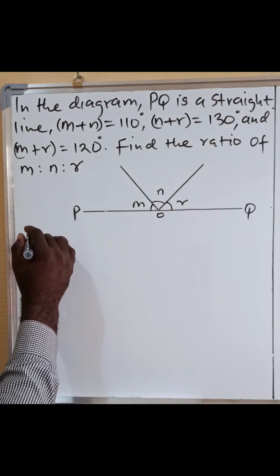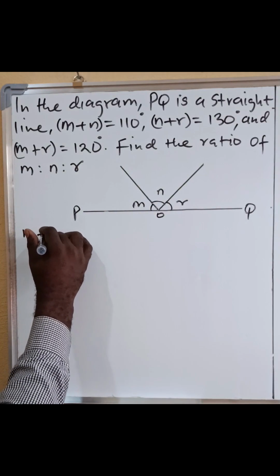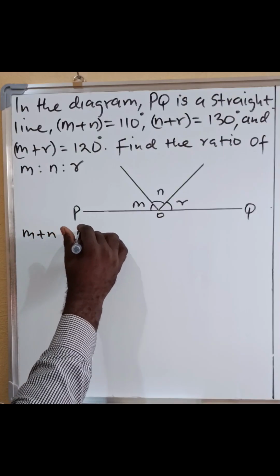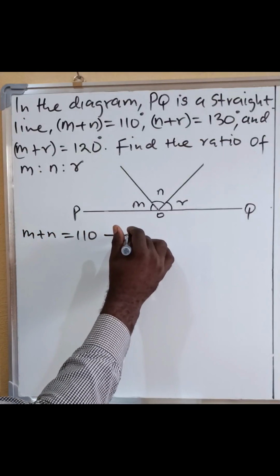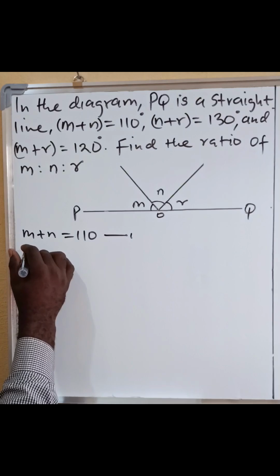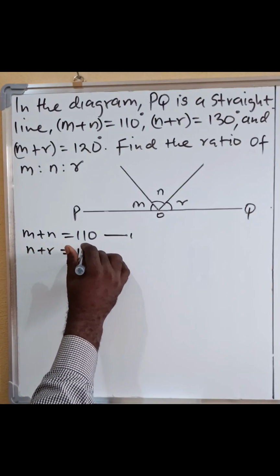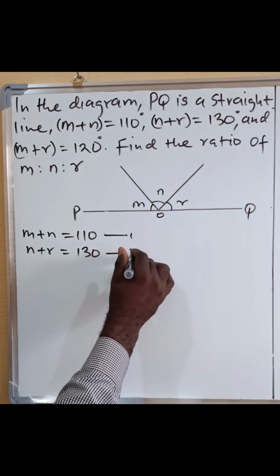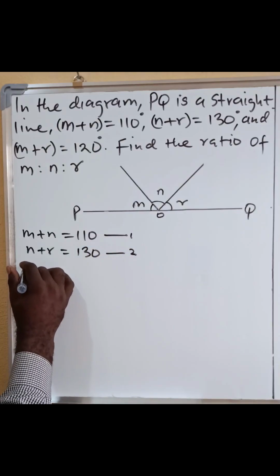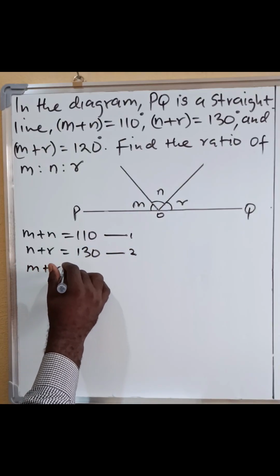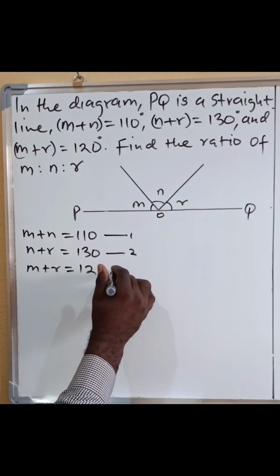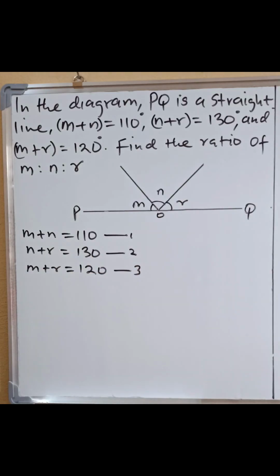So now I have my M plus N to be 110. I call this equation 1. And then I have N plus R to be 130. I call this equation 2. And then I have my M plus R to be 120. I'll call this equation 3.